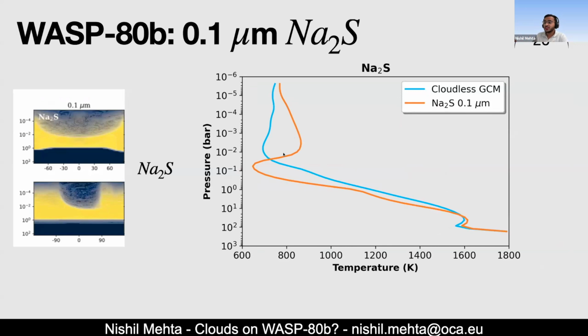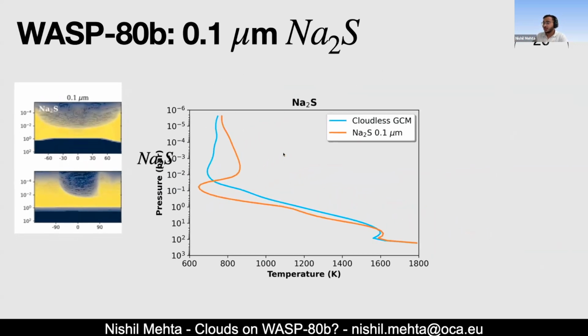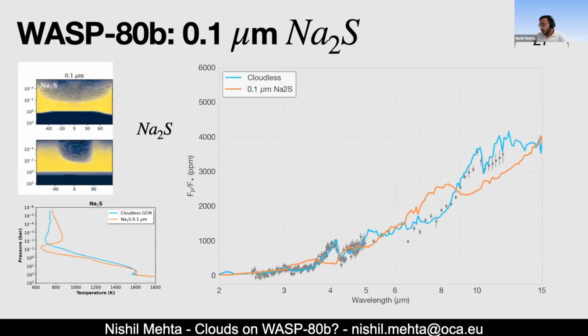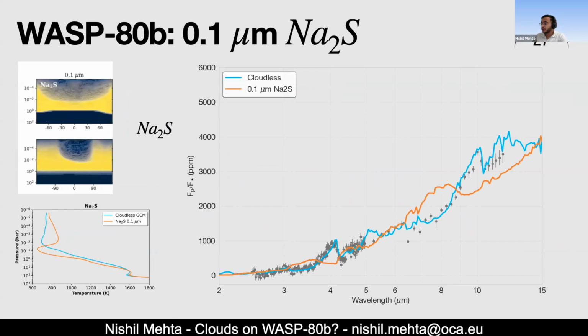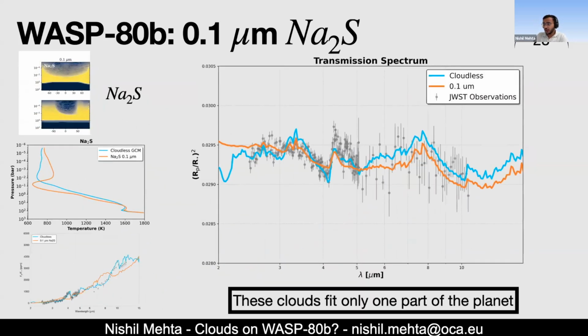Now, when we see an inversion in the TP profile, we start observing emission features instead of absorption features on the dayside spectrum. Now, this case is clearly rejected by the data. But when we look at the transmission spectrum of the same model, it is fitting the data really well, and we cannot reject this case over the cloudless case.